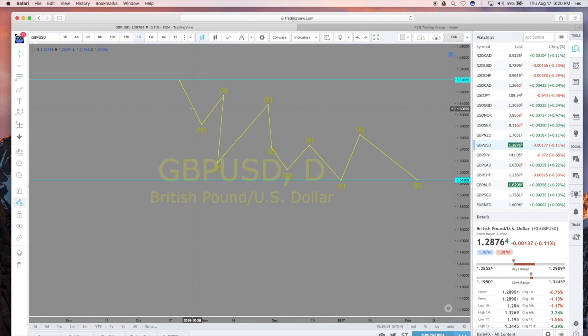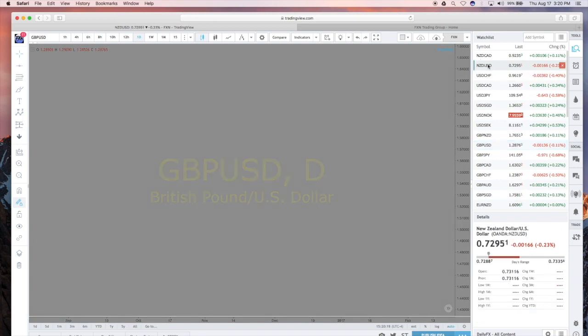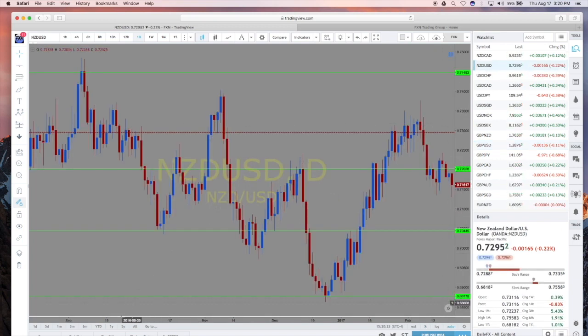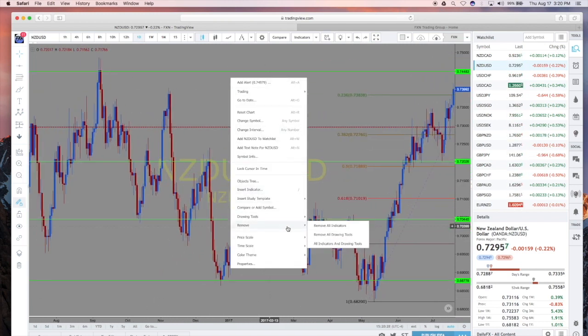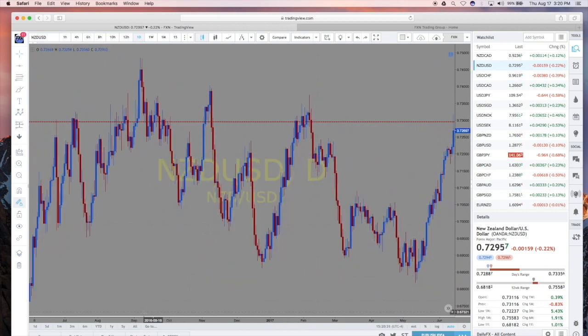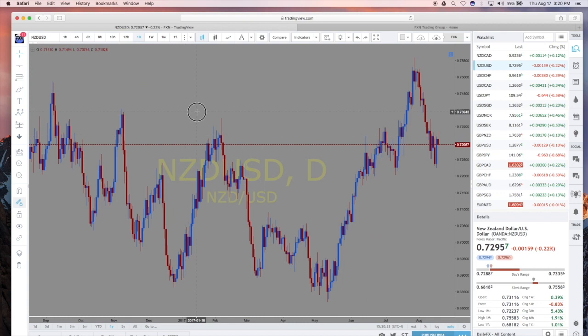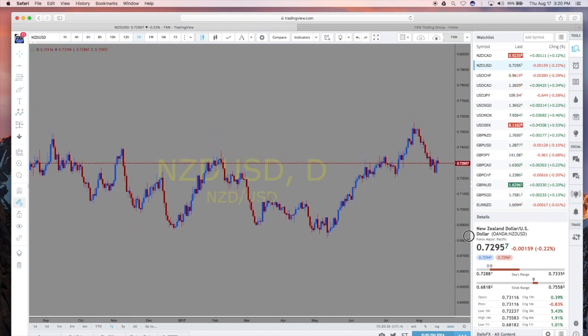Now, how can we use this to trade support and resistance? I'm going to pull up a chart and show you real quick what we're looking at. Let's clear everything out. Here we have a daily chart of the New Zealand dollar versus the US dollar, and each of these candles represents a day in the market.